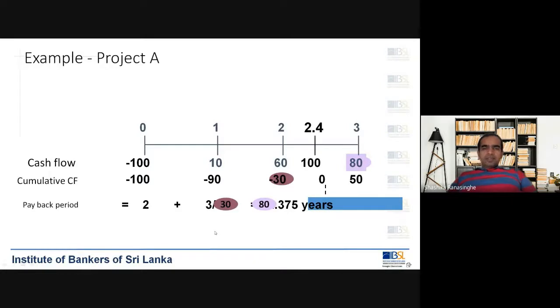Shall we try this example? Can you all calculate the payback of this project?